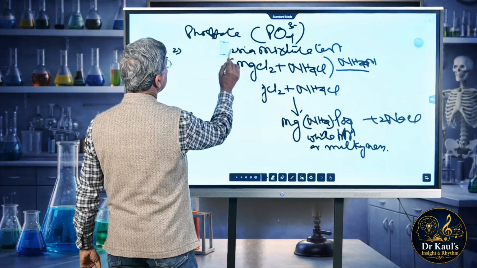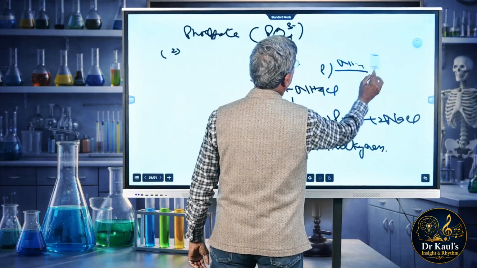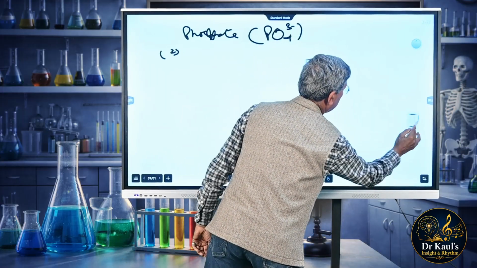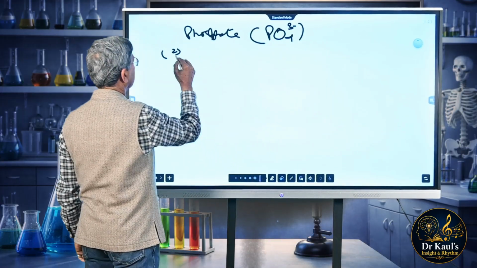And then another test which is commonly performed for phosphate is the ammonium molybdate test.